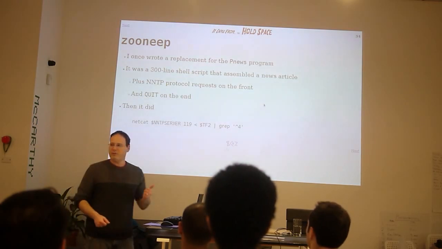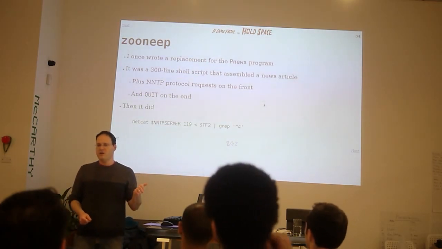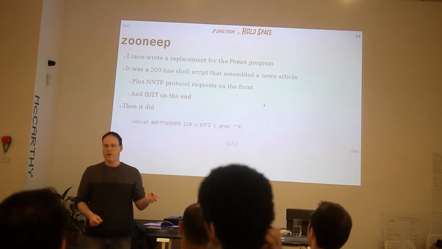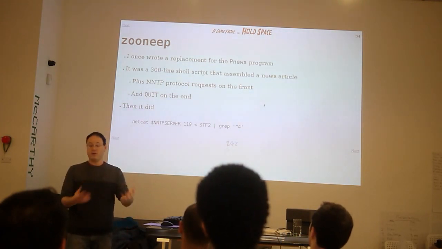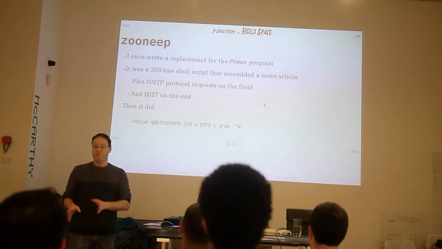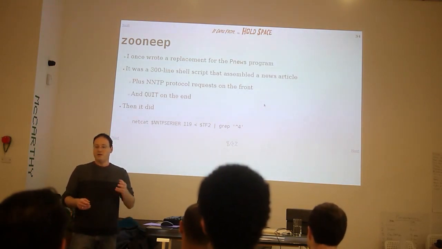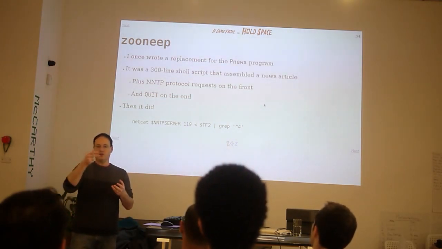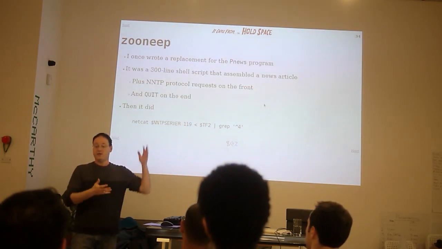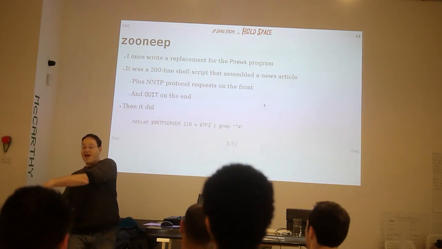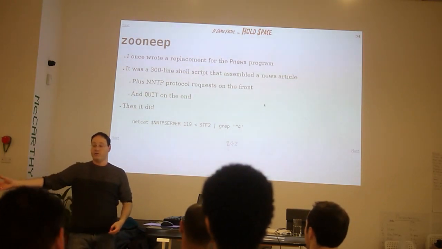So I needed to write a replacement for someone who didn't have Usenet posting software on his computer, so I wrote it in shell. It's just a giant shell script that prompted you with all the same stuff. You'd edit your news post, and then the shell script would read that in and append some Usenet protocol stuff to the beginning and the end, and it would take the whole thing and pipe it into netcat, which would then send it off to the news server.